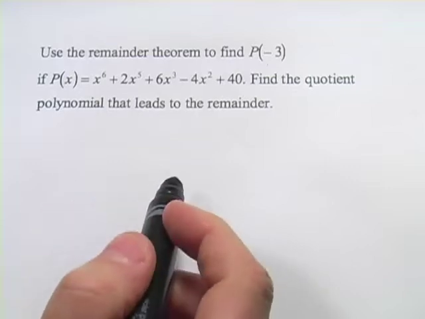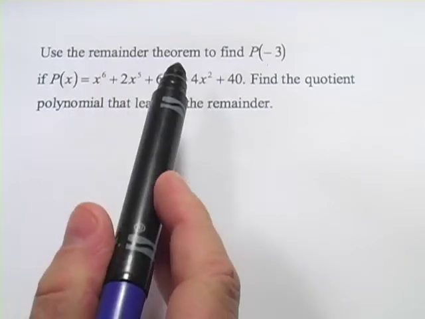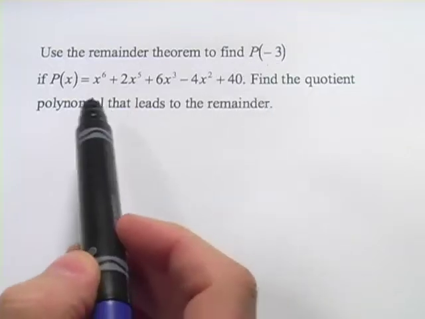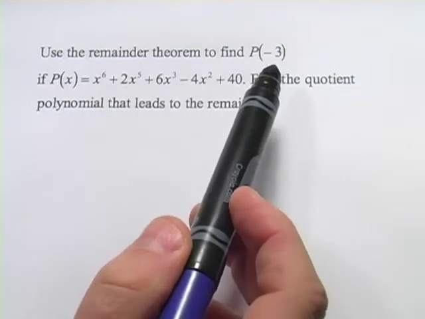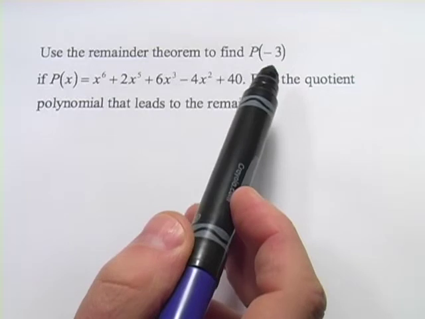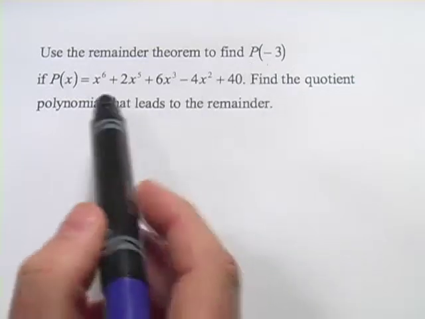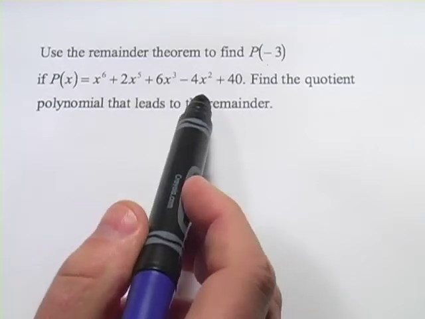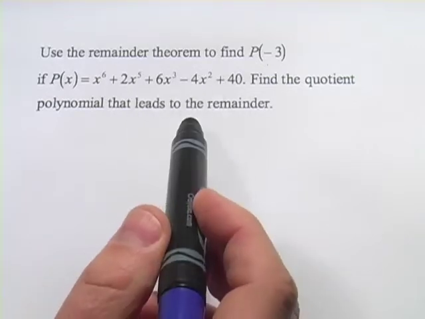In these problems, we're using something called the remainder theorem to do some very useful work. We want to find a value of this polynomial function. We want to find p of -3. And the way you might do that normally is take -3 and plug it in. But when you've got all these big powers and all these terms to add together, that's a lot of work.